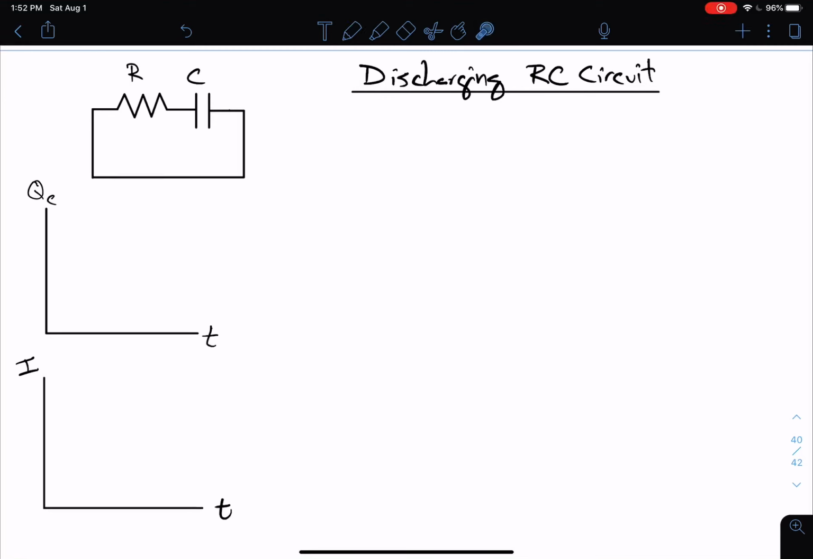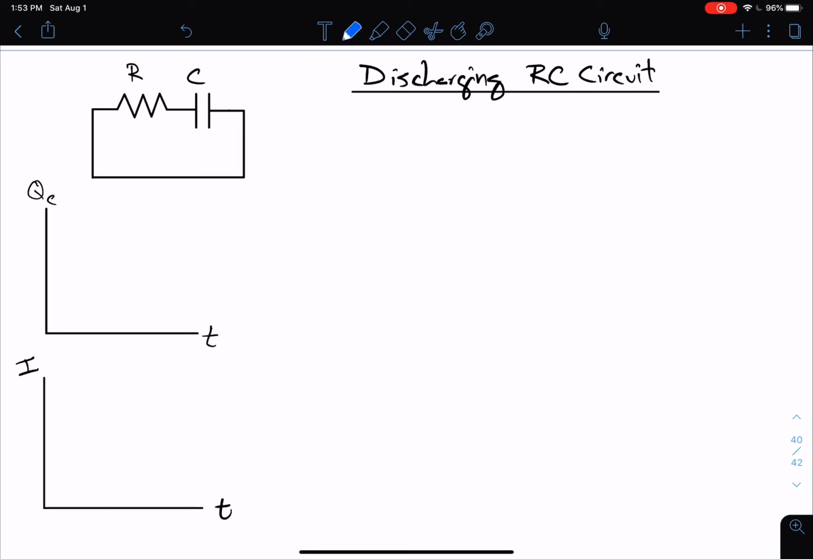Let's talk about the discharging RC circuit. So an RC circuit has a resistor and a capacitor connected in series, and there's no power source connected with them. The capacitor is fully charged to begin with, and it's going to essentially act as the power source in that it's going to be driving the circuit. It's the thing that's going to be pushing the circuit instead of some kind of battery. So this is the discharging RC circuit.